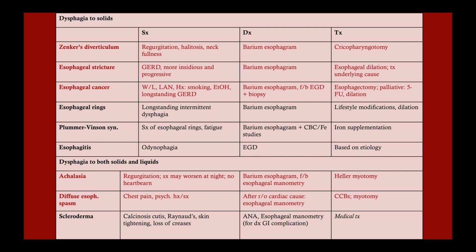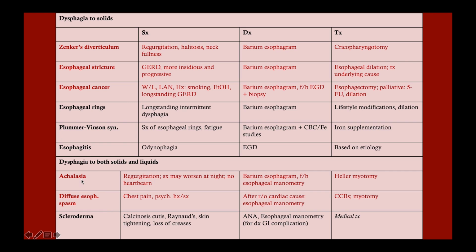Esophageal cancer, look for weight loss, lymphadenopathy, all your typical cancer signs. Smoking and history of alcoholism, very consistent with a squamous cell carcinoma. Long-standing history of GERD, very consistent with an adenocarcinoma. Diagnosis, barium esophagram. That's not going to make your diagnosis, but it's going to show you where any tumor is, and that's very useful for the gastroenterologist. So that's going to be your first step, and this is going to be followed by a scope and a biopsy to really nail down the definitive diagnosis. Treatment is esophagectomy. That's the only way that you can cure it. However, most patients are not candidates, so you'll treat this palliatively, and you can either give 5-fluorouracil or do dilation.